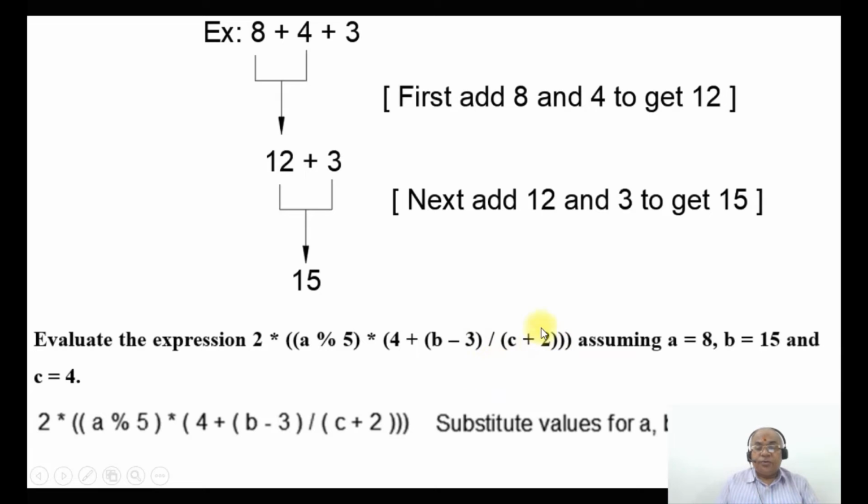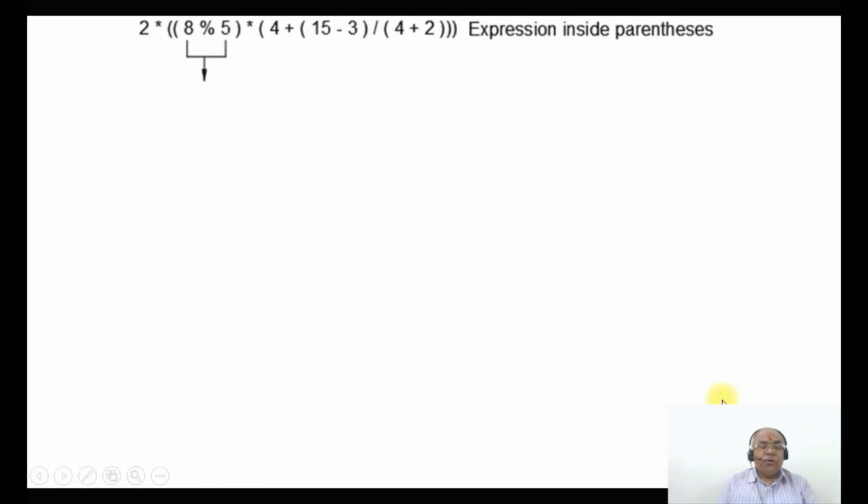So first we are going to substitute. What is the value of a? A is 8. So substitute the values of a, b and c. How are we going to do it? 2 into, open the bracket, 8 % 5, close the bracket, into, open the bracket 4 plus, open the bracket 15 minus 3, that is b, close the bracket, divided by, open the bracket 4 plus 2, c is 4, close the bracket, and the expression inside the parenthesis.